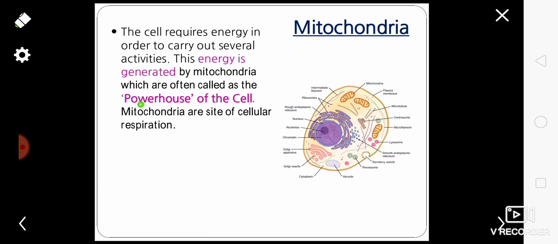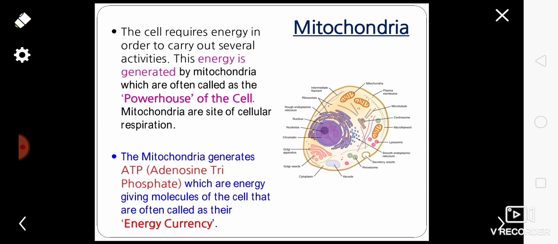Mitochondria is known as the powerhouse of the cell. Mitochondria is known as the powerhouse of the cell because we know that the cell needs energy for doing different activities. So this energy is produced inside the mitochondria. So mitochondria is known as the powerhouse of the cell.